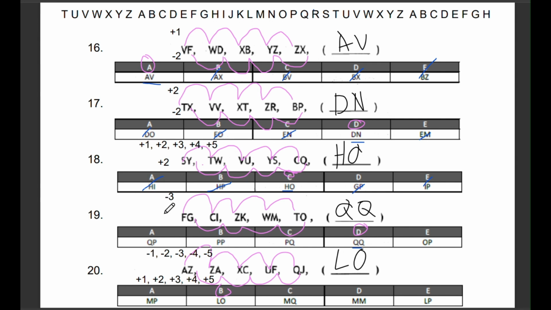Explanation. The first letters go back 3. F to C, C to Z, Z to W, W to T, T to Q. The second letters go forward 2. G to I to K, K to M, M to O, O to Q. This means Q blank Q is only in option D.